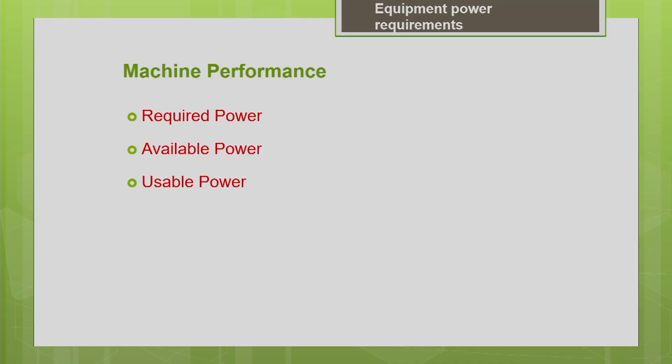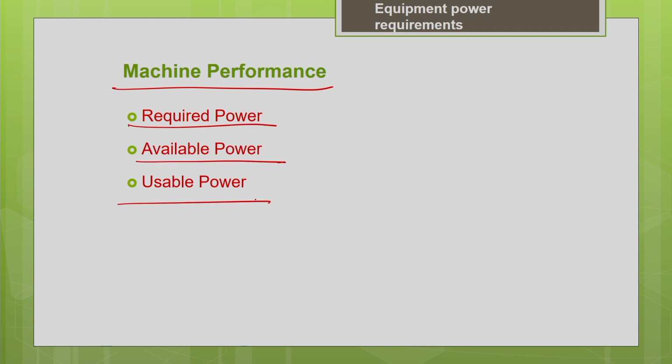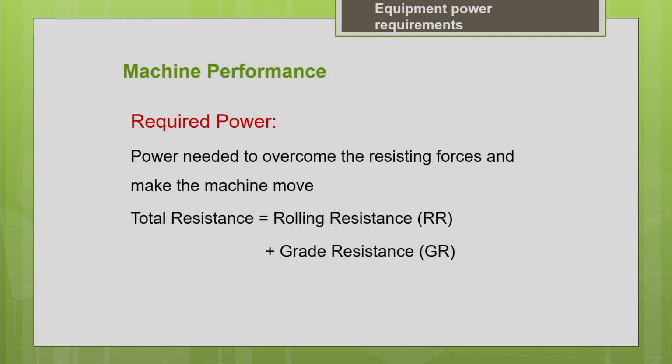There are some important terminologies which you need to learn related to machine performance. So, required power, available power, usable power. These are the three important terms related to power requirements of the machine. We are going to learn what these terms are one by one in the upcoming slides. So, what is this required power? Generally, it is the power needed by the machine to overcome the resisting forces in the project site and keep the machine moving. That is what is a required power.